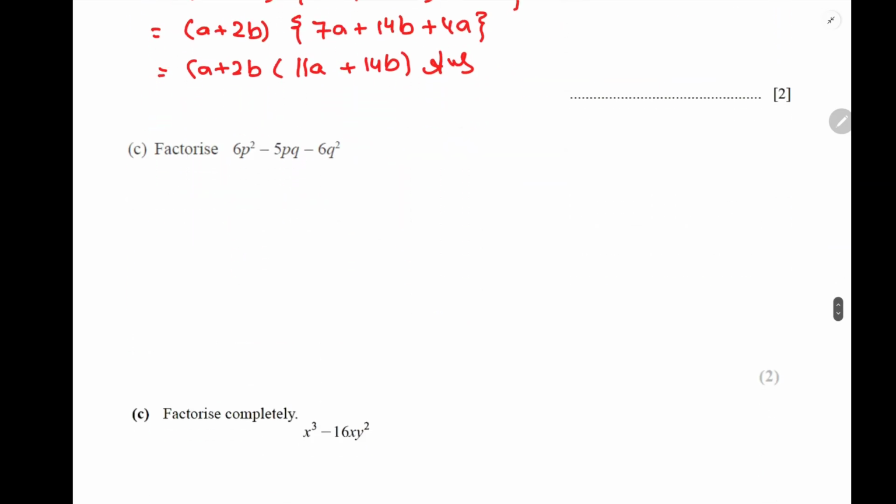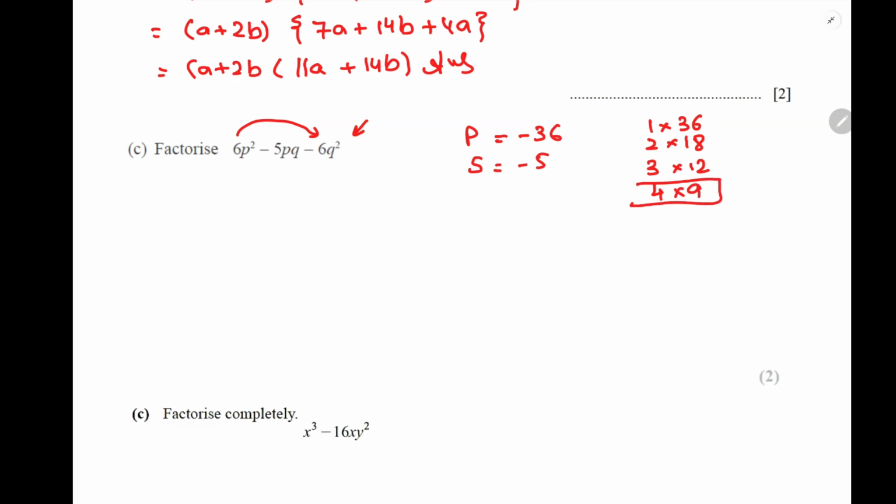Okay. Now I need to check for the common first. There is no common, and I have to go by middle term breaking. So my product target is 6 times -6, which is -36, and sum target is -5. So 1 into 36, 2 into 18, 3 into 12, 4 into 9. I can take this one. Now it is -5, so it means that my bigger number must be negative.